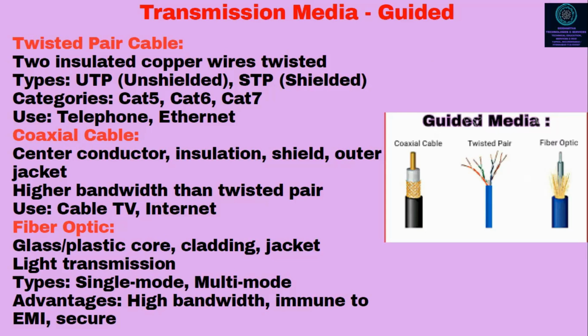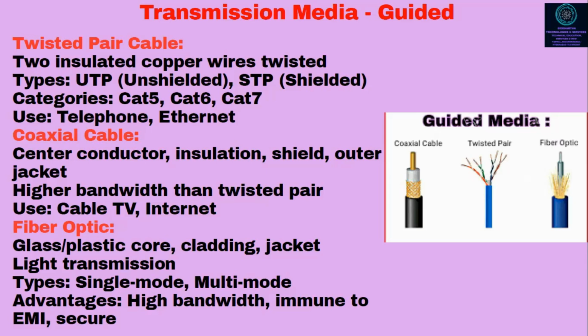The types are UTP, unshielded, and STP, shielded. The categories are Cat5, Cat6, and Cat7. These are the cables which are used for computer networking. They are also used for telephone and internet. Second comes the coaxial cable: a central conductor in the center, a shield, and an outer jacket. The outer jacket works as a shield. The bandwidth is very high if you compare it to twisted pair. It is used for cable TV and internet.